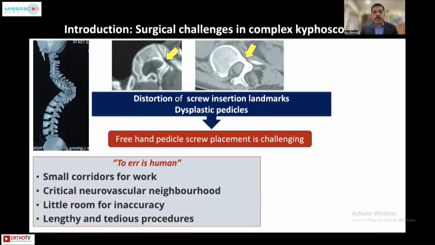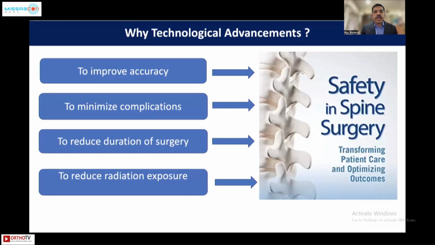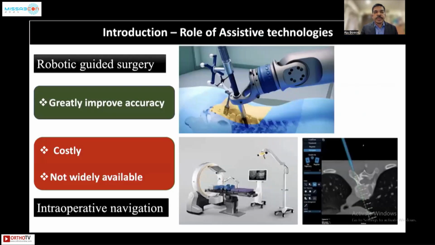The small corridors for work, the critical neurovascular neighborhood, little room for inaccuracy, and the lengthy and tedious procedures make deformity correction surgery very challenging, and this can lead to surgical errors in the placement of pedicle screws, which can lead to complications and affect patient outcomes. Technological advancements are needed to improve the accuracy of pedicle screw placement, to minimize complications of pedicle screw breach, to reduce the duration of surgery, and to reduce radiation exposure.